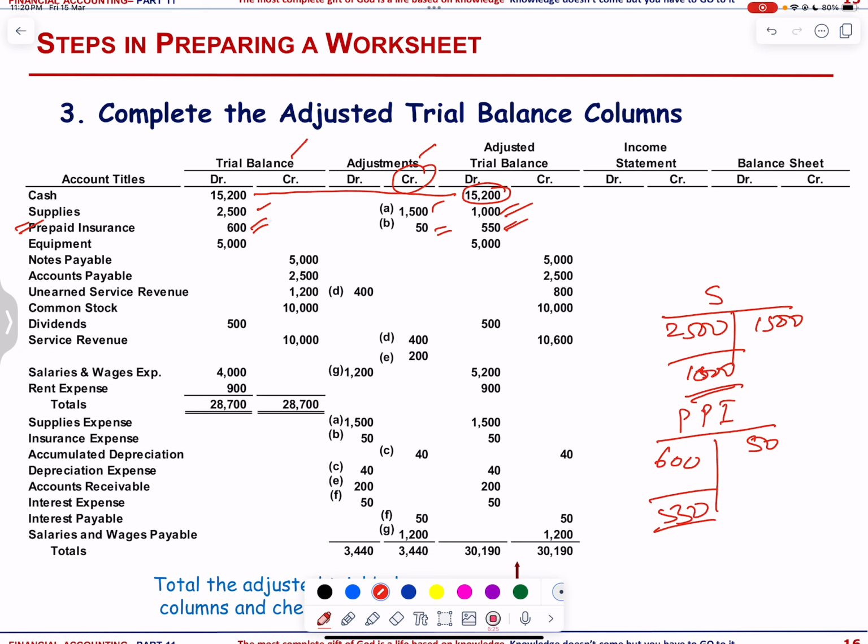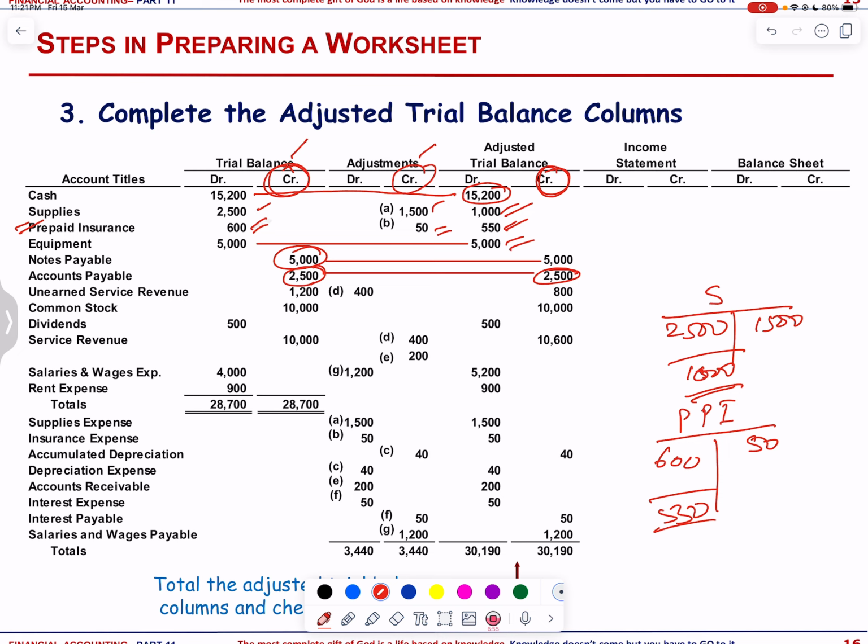For equipment, we have all the amount in the debit only, so we have the debit amount. For notes payable, the amount is credit, so we just copy it down in the credit column. You can see this is in the credit, so we have recorded this in the credit column of the adjusted trial balance. For accounts payable, you can see that again this is in the credit and there are no adjustments, so this is going to be recorded in the credit.